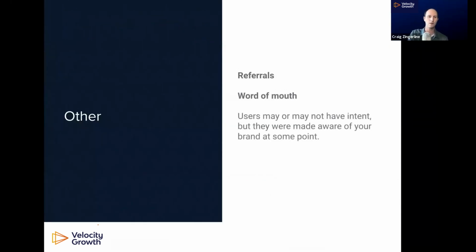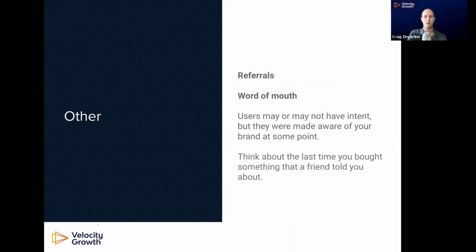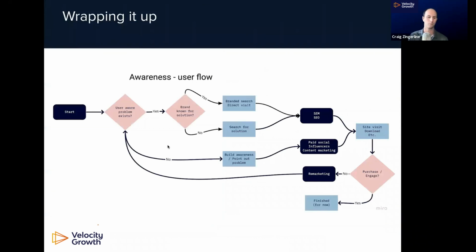Other ways that people find you: referrals, word of mouth. Users in these scenarios may or may not have intent, but at some point they were made aware about your brand. And a way to think about this for your brand is think about the last time you bought something that a friend or a colleague told you about. How did they describe it? How would you describe your product back to the person? How would you describe your product back to your friend who you want to go tell a friend about your product, right? So this is going to help you with some of the messaging around how you position your brand.